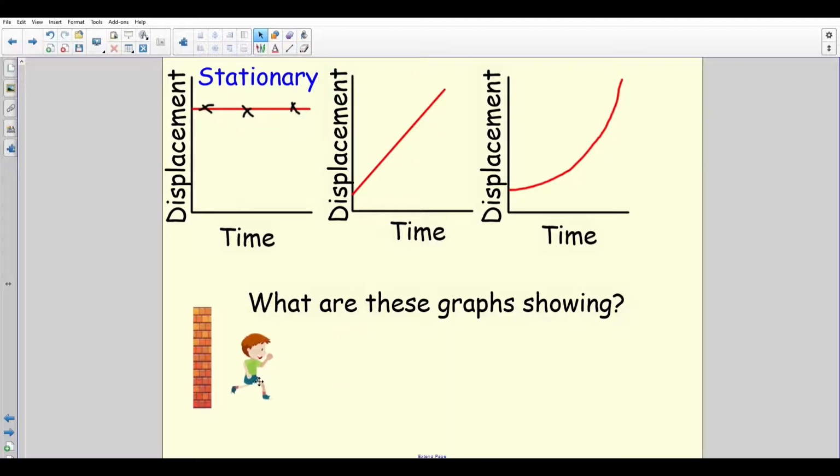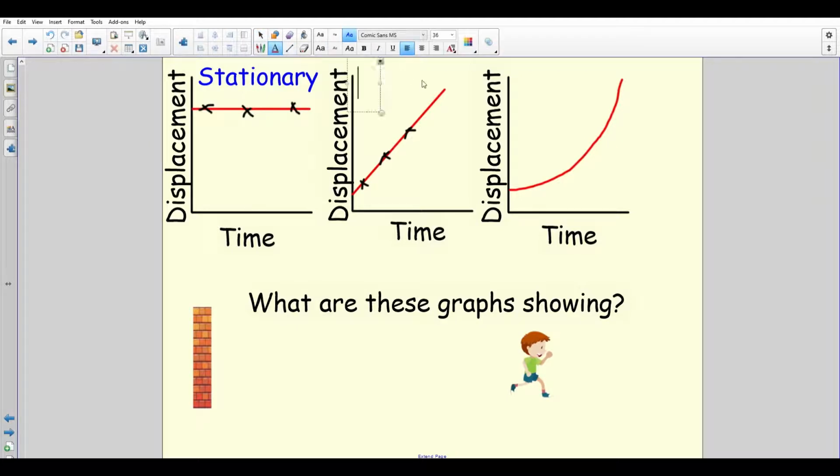On the second graph though, if you look at what's happening, every time you take a point, it's further away from where he started. So every second, the boy is getting a little bit further away. The first second, he's maybe 1 meter away, the second might be 2 meters away, the third second is 3 meters away, and so on, because he's moving at a constant speed, a steady speed away from the wall.